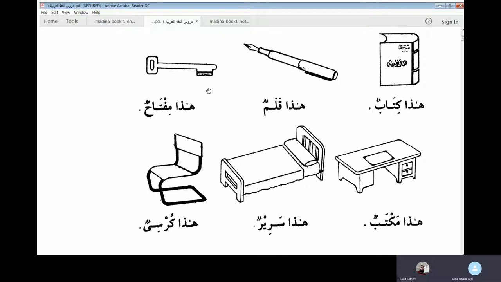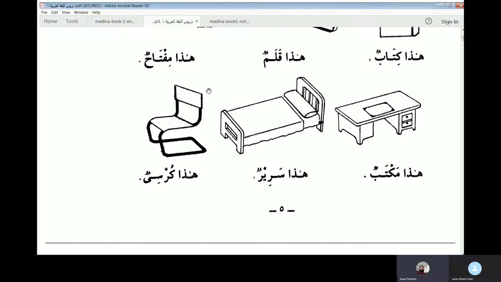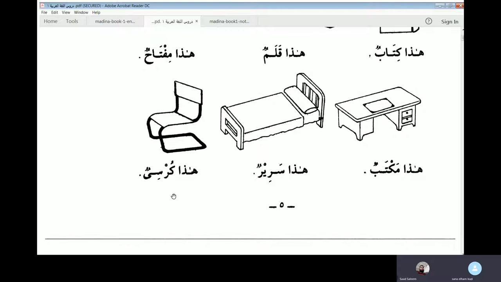Good. Now, Miss Sana, your turn. Hadha maktabun. This is a table. Hadha sarirun. This is a bed. Hadha kursiyun. This is a chair.